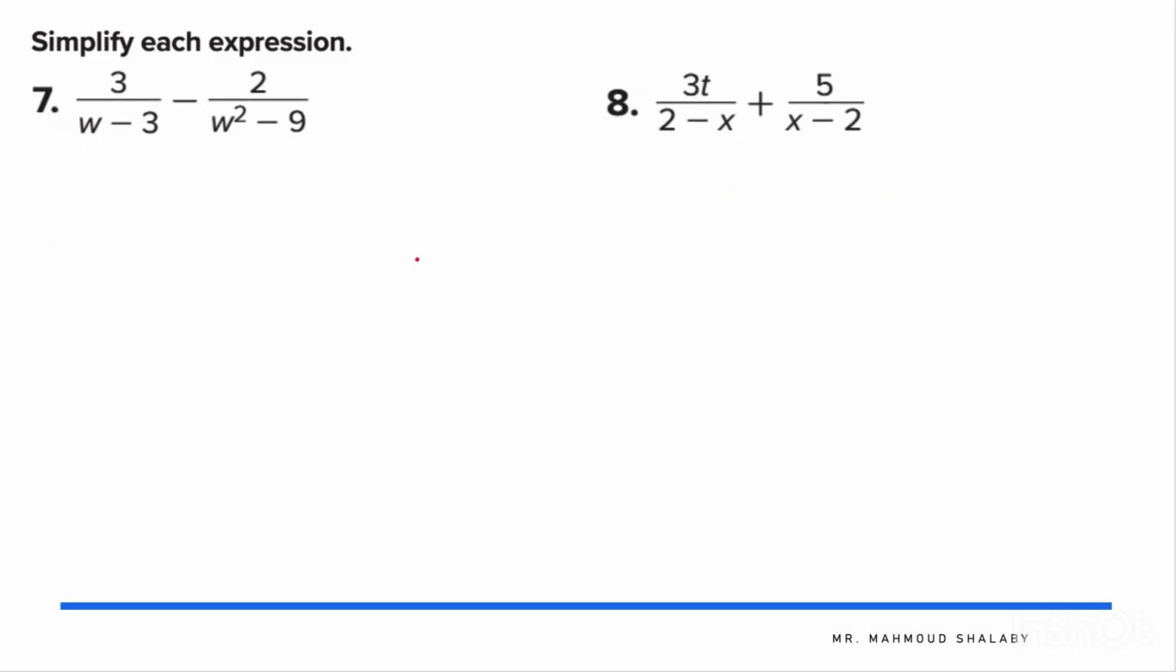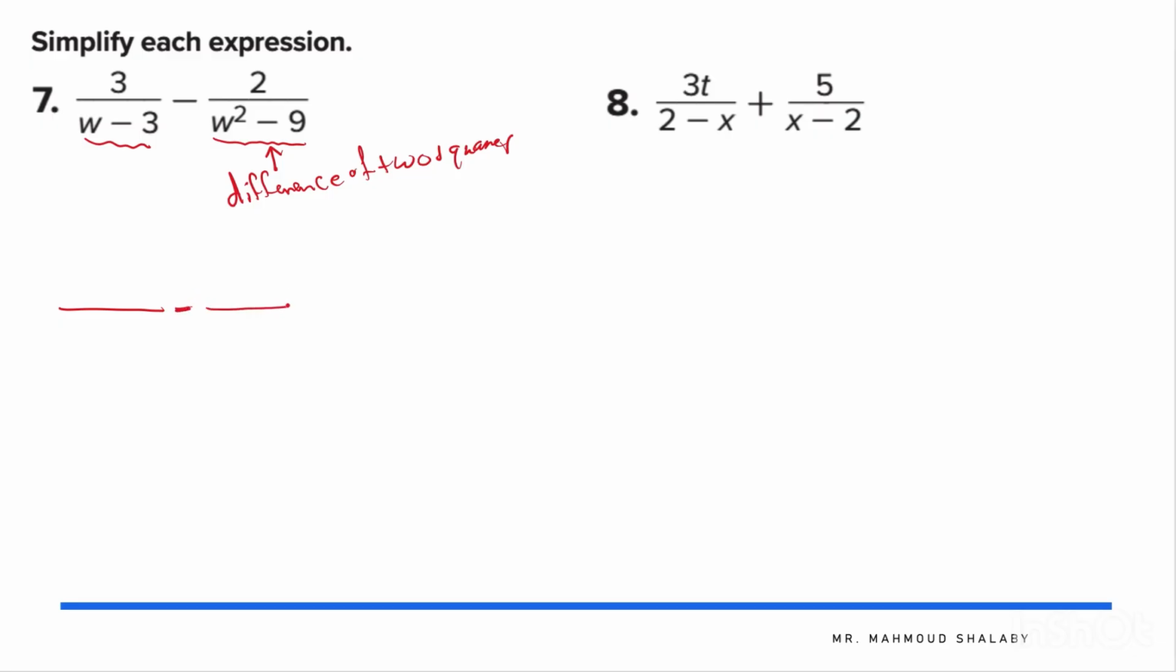Now let's look at a bit harder, so the questions start to become harder now. So as you can see here, we have w minus 3, but here we have an expression w squared minus 9. However, if you remember, this is something we have taken just in the previous question, which is the difference of two squares. So this is the difference of two squares. And how we solve this, if you remember, so I will need to factorize.